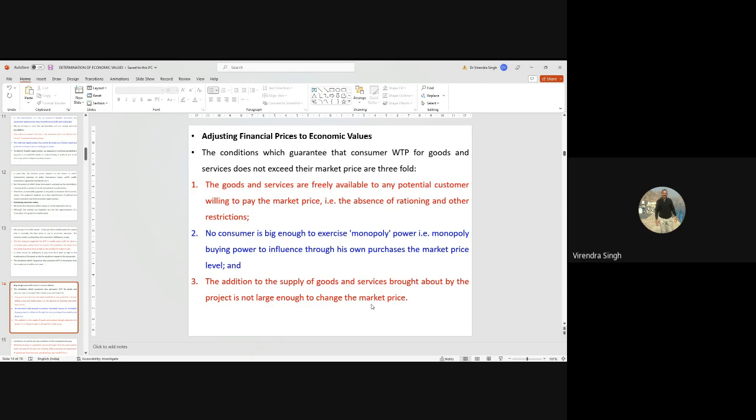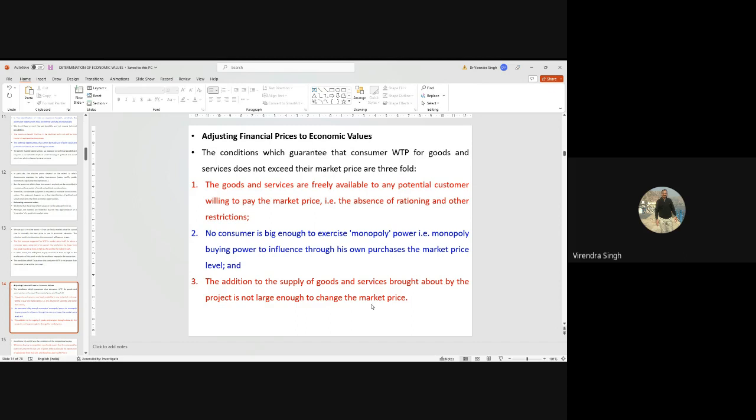Second, no consumer is big enough to exercise monopoly power: a monopoly in buying, a monopoly in selling. Monopoly buying means the power to influence the market price level through his own purchase. And thirdly, the addition to the supply of goods and services brought about by the project is not large enough to change the market price.